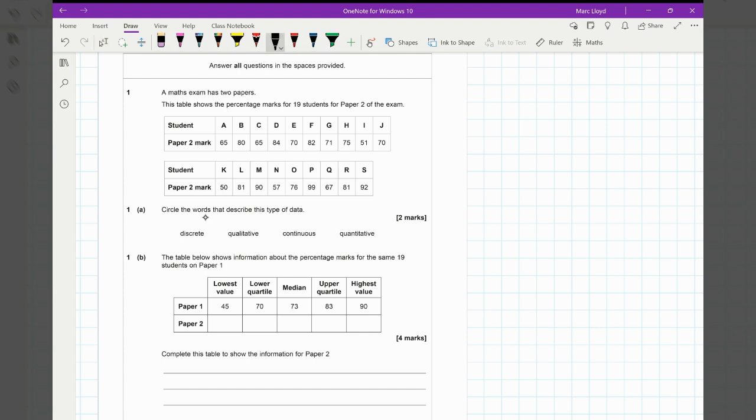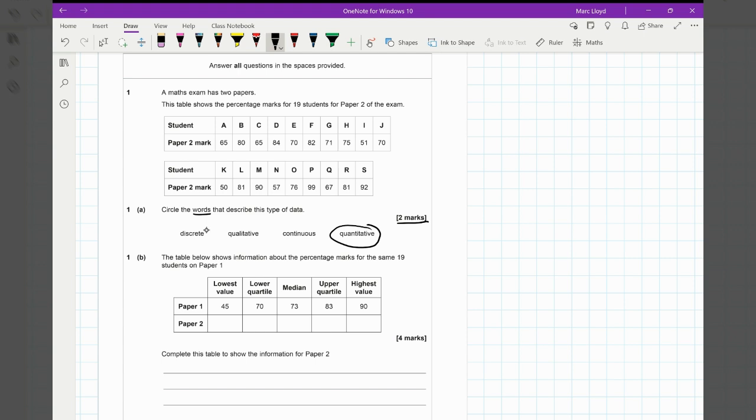Circle the words. That's really important. Words, and it's worth 2 marks, so they want 2 answers from you. You've got a good chance of picking up marks here. If you don't know, just have a little guess. Because this is data, these are values, they're numerical, they have a quantity, it's quantitative. I can never say it right. If it was colours, red, green, blue, then we'd be saying qualitative. That's the type of data.